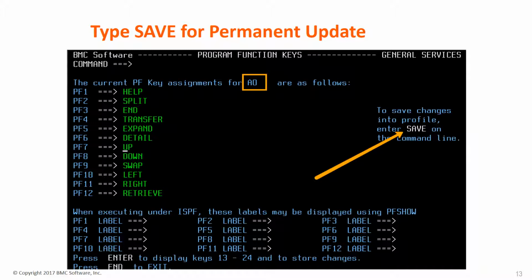If I exit MainView and come back in, it's going to reset to defaults. If we want to avoid that situation, we can type save on the command line, and that will write these PF key assignments into your profile so that when you come back into MainView, they'll be assigned the same way they were when you exited.